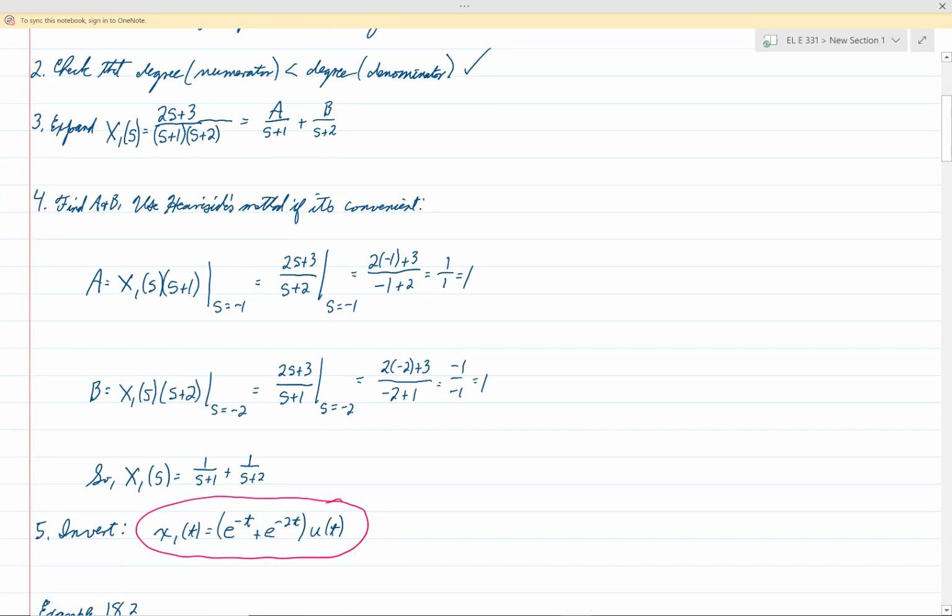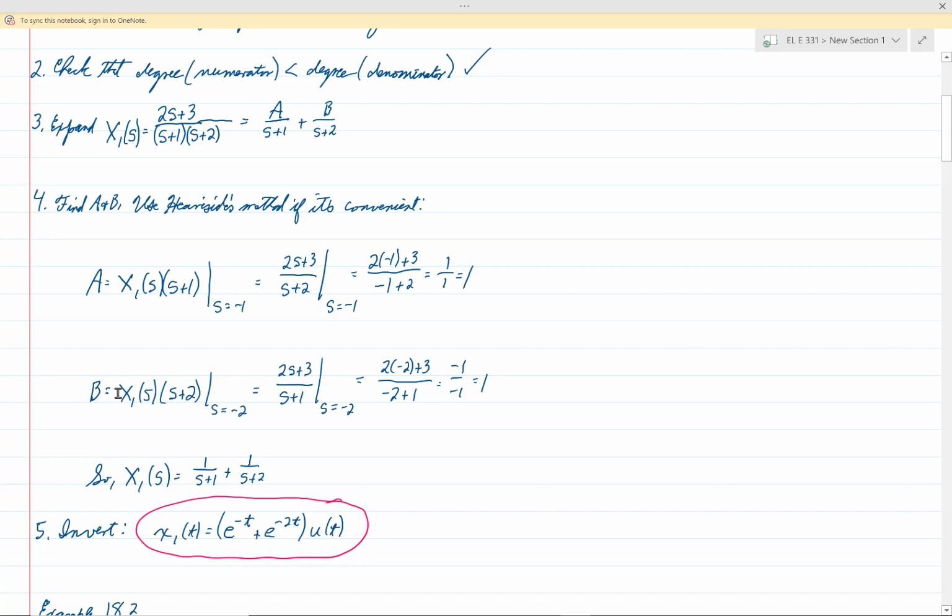So let's see what we have then when we do that. Again, to get a, we just multiply this by s plus 1, since a is over s plus 1, and then evaluate at s equals negative 1. When we multiply this by s plus 1, the s plus 1 in the bottom goes away, and we're left with 2s plus 3 over s plus 2. We evaluate that at s equals negative 1, and we will get 1.